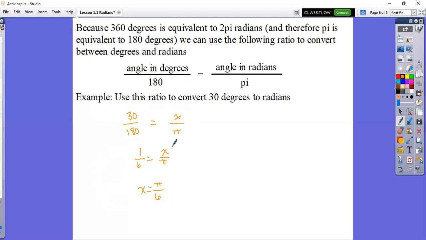Does that make sense? If it does not, remember, we will be going over this in class. Make sure that you take down some notes. Let me know what it is that you're having trouble with.